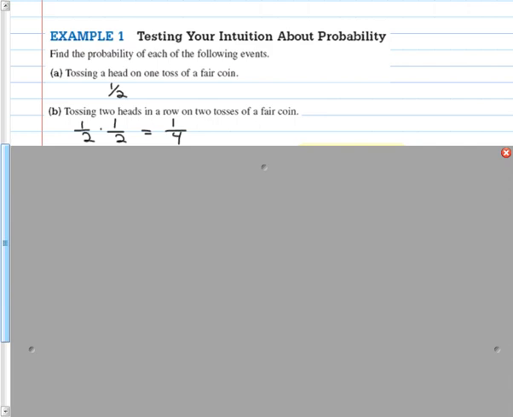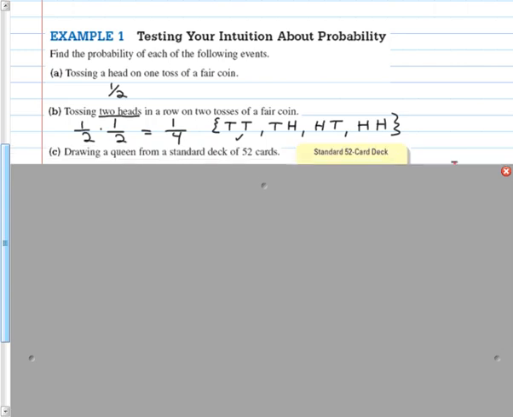Now, we could set up our sample space. Let's look at this for just a little bit. If I set up the sample space, I might toss tails and then tails. That's one thing I could do. Tails and then heads. I could toss heads and then tails. I could toss heads and then heads. Those are all the possible outcomes. How many of them are 2 heads? 1 out of the 4. So that's how it works with the sample space. There's one way we can get that event. These are all the possible outcomes. So that's our sample space.